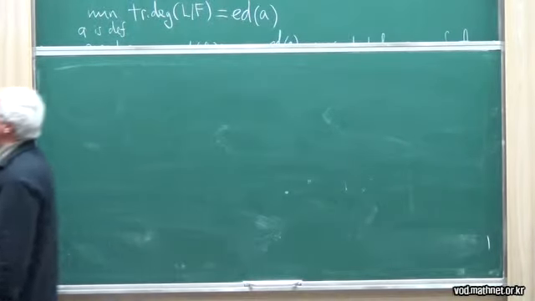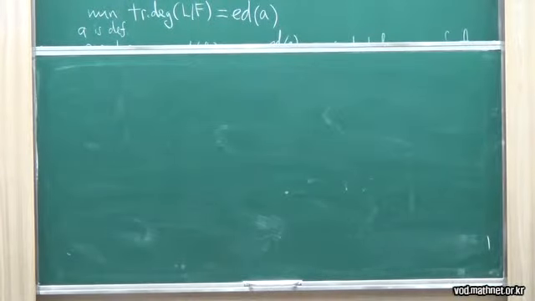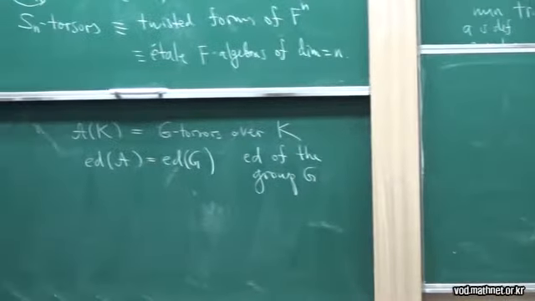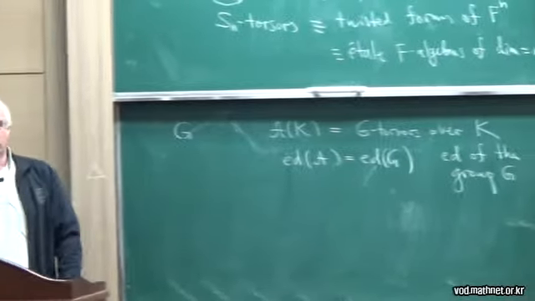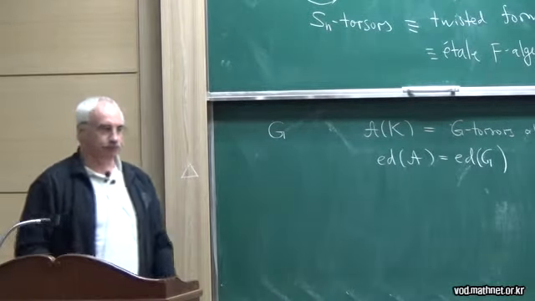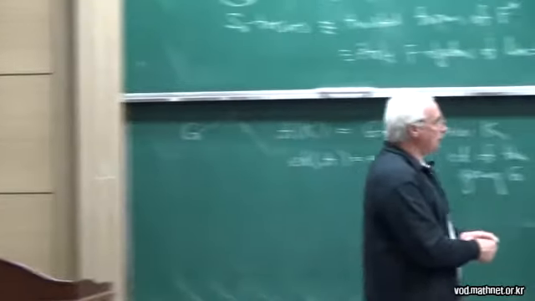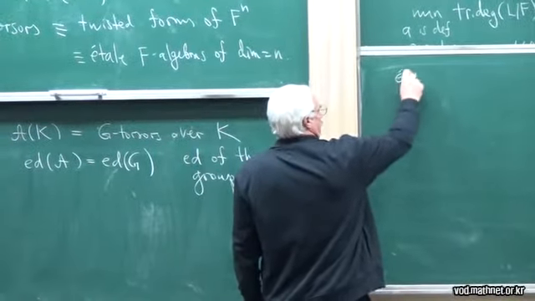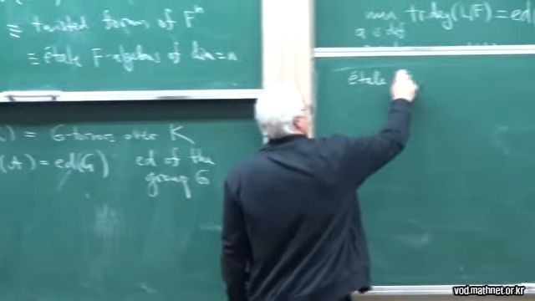Well, I would like to look at that example because, well, it's certainly a very simple object, but we don't know the essential dimension of S_n. What is an étale algebra of degree n?